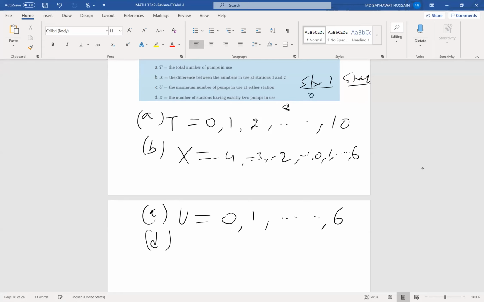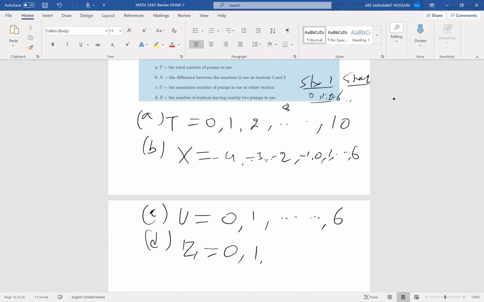So it can have 0 pumps in use, 0 to 6, right? So the number of stations having exactly 2 pumps in use. Okay, so exactly 2 pumps. So both stations cannot have exactly 2 pumps in use. So that means the number of stations with exactly 2 pumps in use could be 0, because if station 1 has 0 pumps in use and station 2 also has 0 pumps in use, then no station has exactly 2 pumps in use, right?